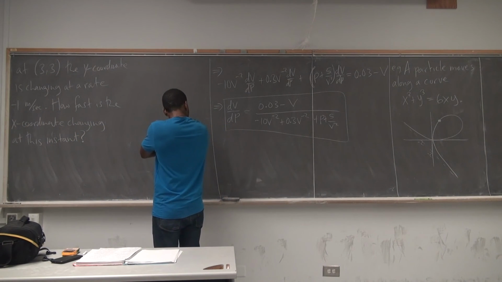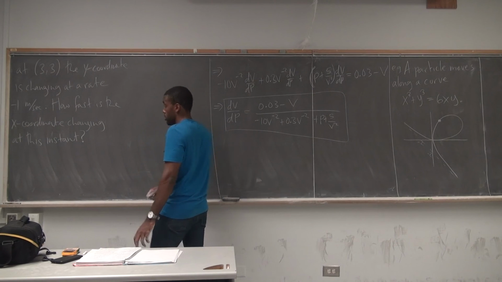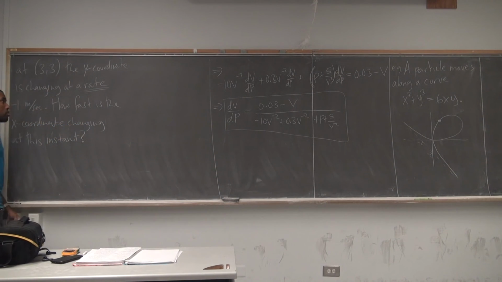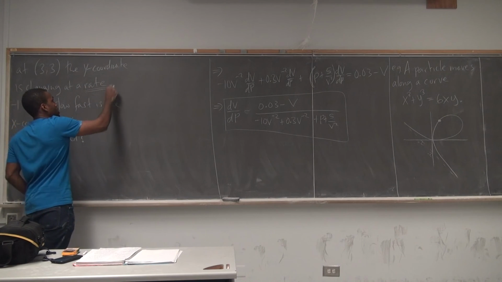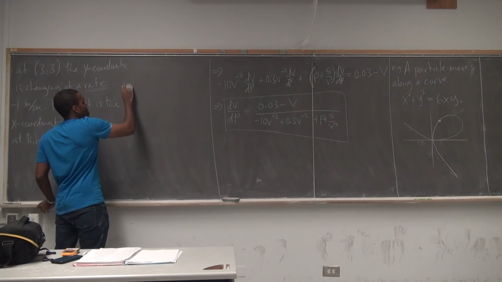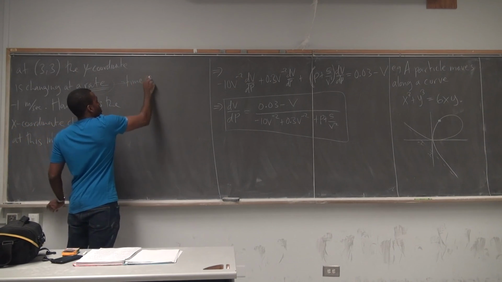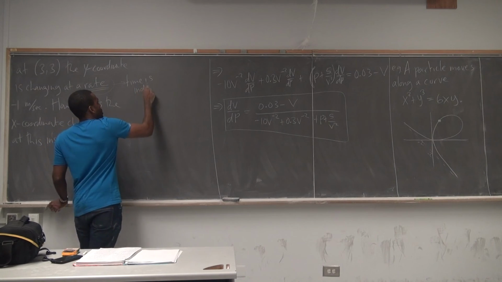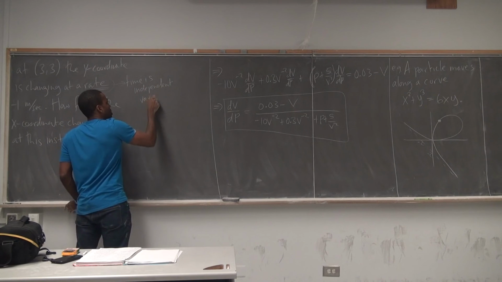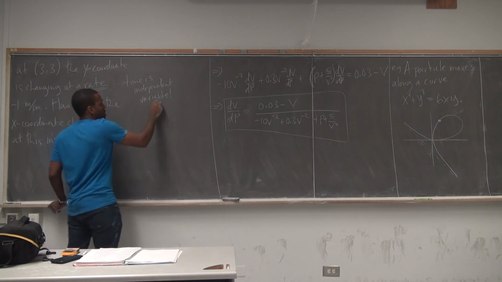So this could be a word problem. One of the things that should jump out at you here is the word rate. Rate is a very special word. Basically, rate means you're talking about how things are changing with respect to time. So whenever people are talking about rates, it means that time is the independent variable. So we can call it t, for example.